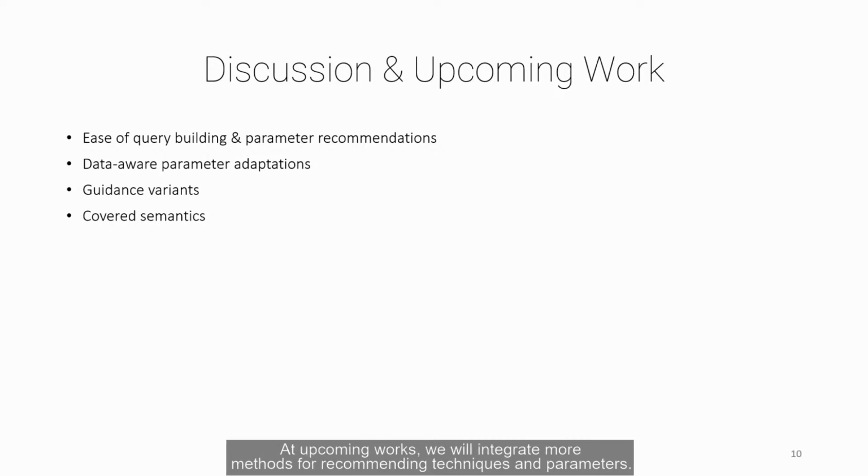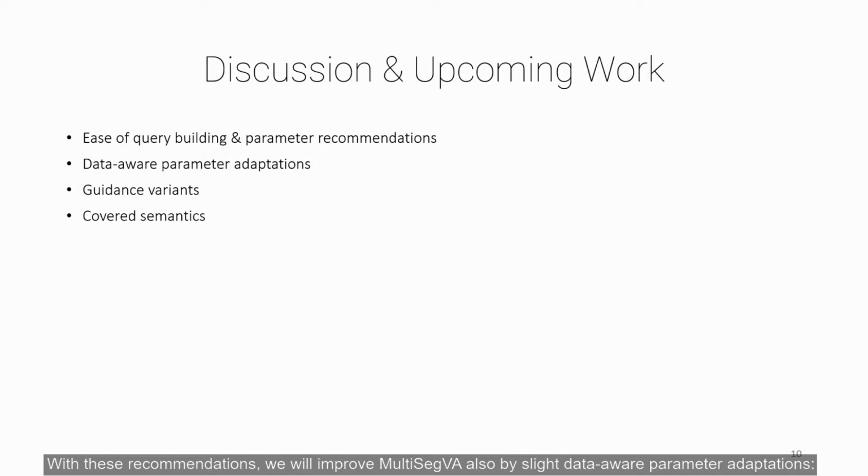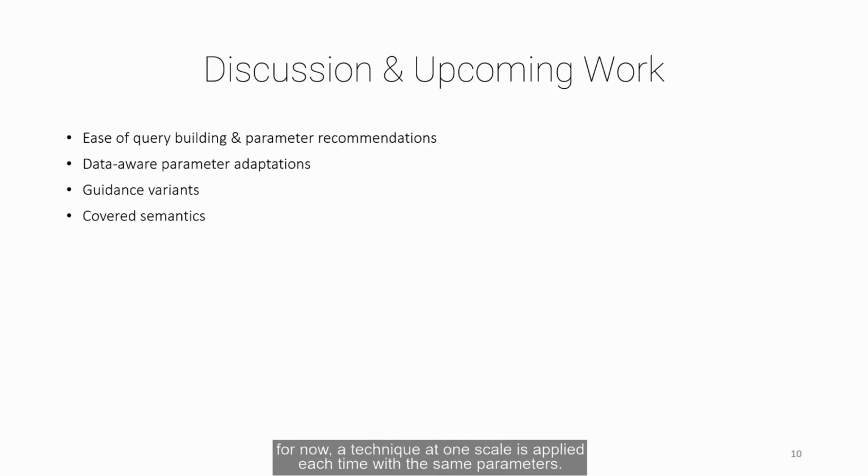At upcoming works, we will integrate more methods for recommending techniques and parameters. With these recommendations, we will improve MultiSegVA also by slight data-aware parameter adaptations. For now, a technique at one scale is applied each time with the same parameters. As another aspect, we show a sibling-based guidance variant through the segment tree that optimally captures local similarities. This variant needs relatively more interaction that shall be reduced in upcoming works.